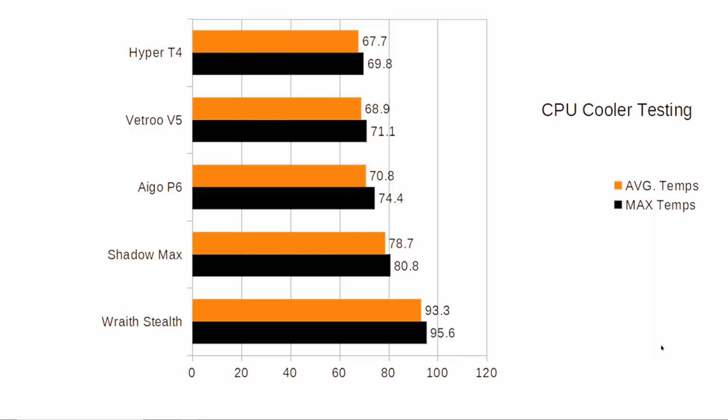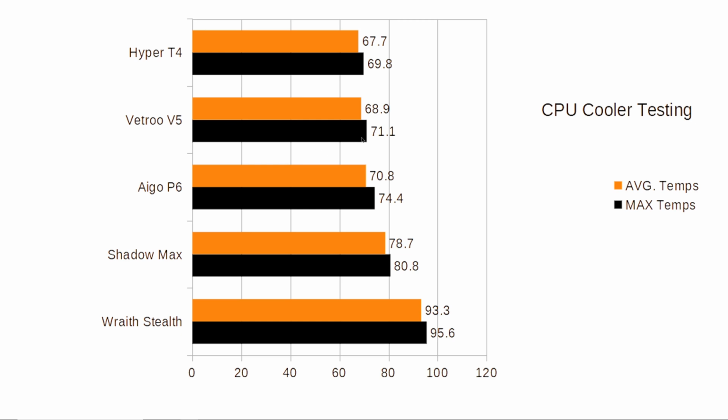All right, here we are with the chart with the temperature testing results we got. We have the Wraith Stealth. The max temperature was 95.6. The average temperature was 93.3. The Shadow Max cooler was 80.8. The average temperature was 78.7. The Aigo P6 comes in at 74.4 degrees max and a 70.8 average temperature.